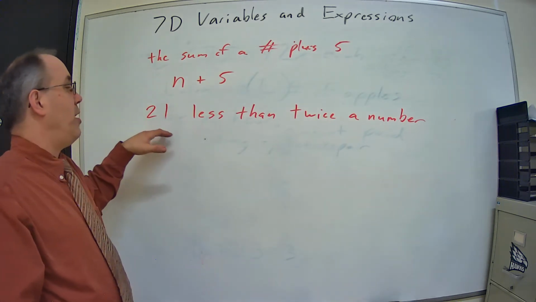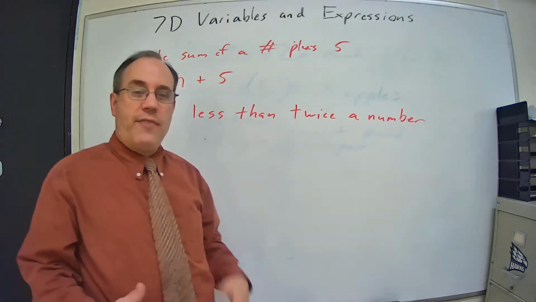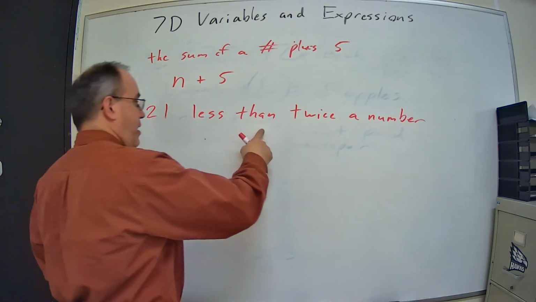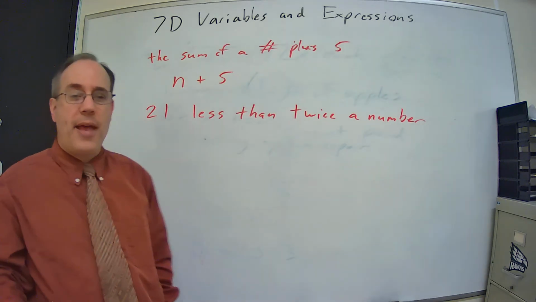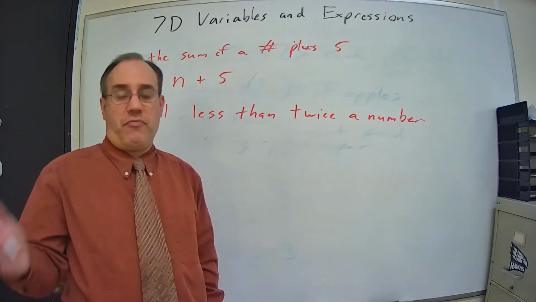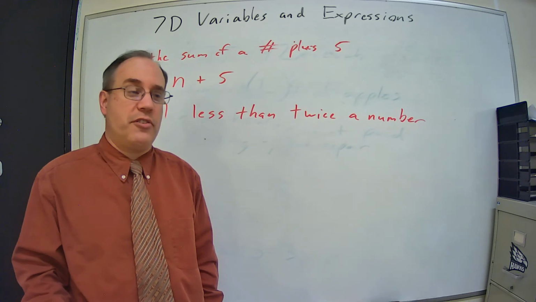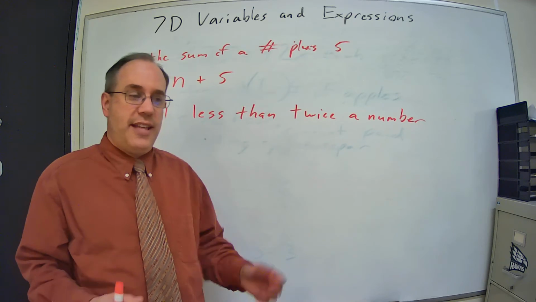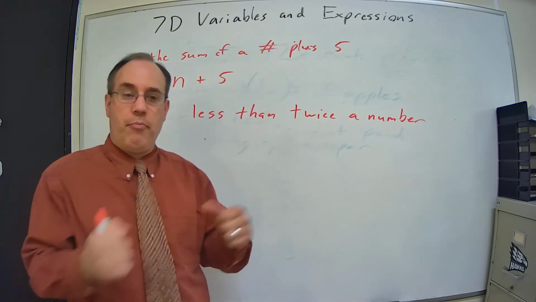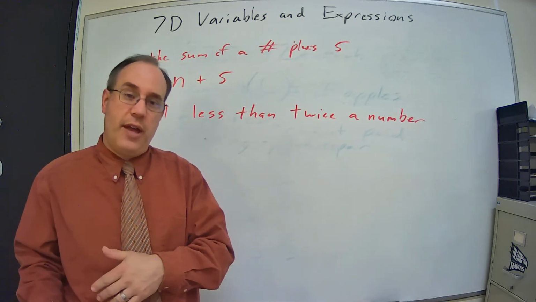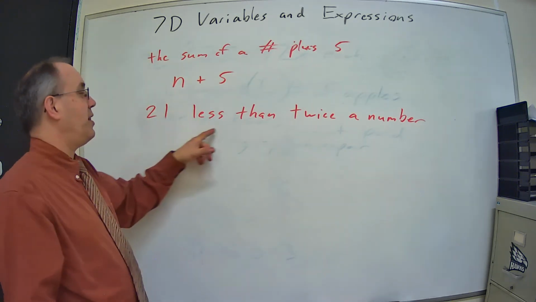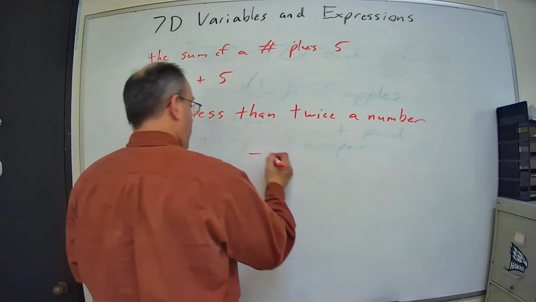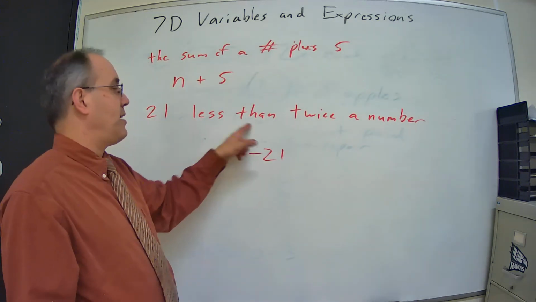So 21 less than twice a number, we have to recognize what these things are saying. So 21 less than, if I said, let's say Bob has $10 and Joe has $3 less than Bob, isn't that saying to take away from what Bob has to find out what Joe has? So 21 less than, that's saying subtract 21 from something. Minus 21. Less than what?